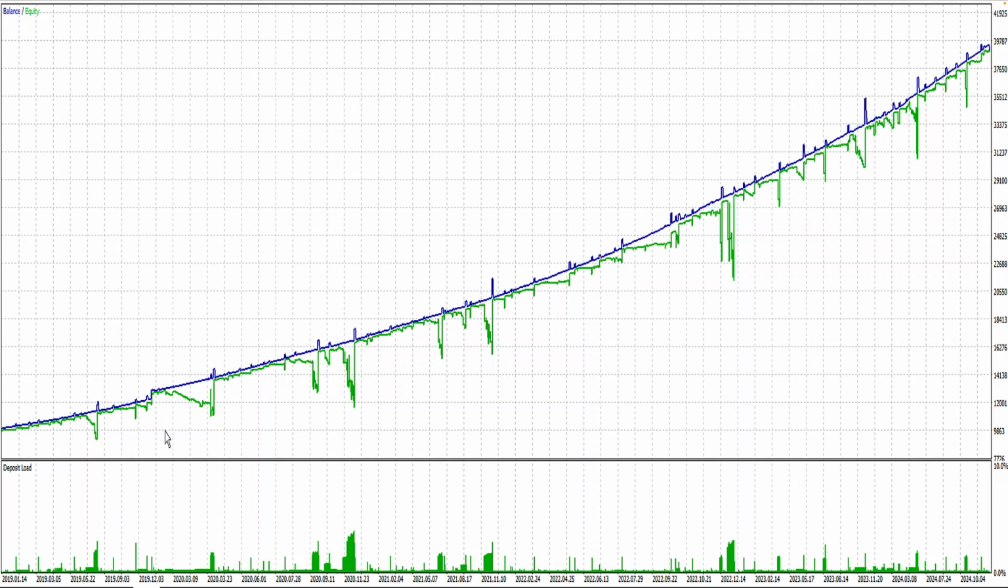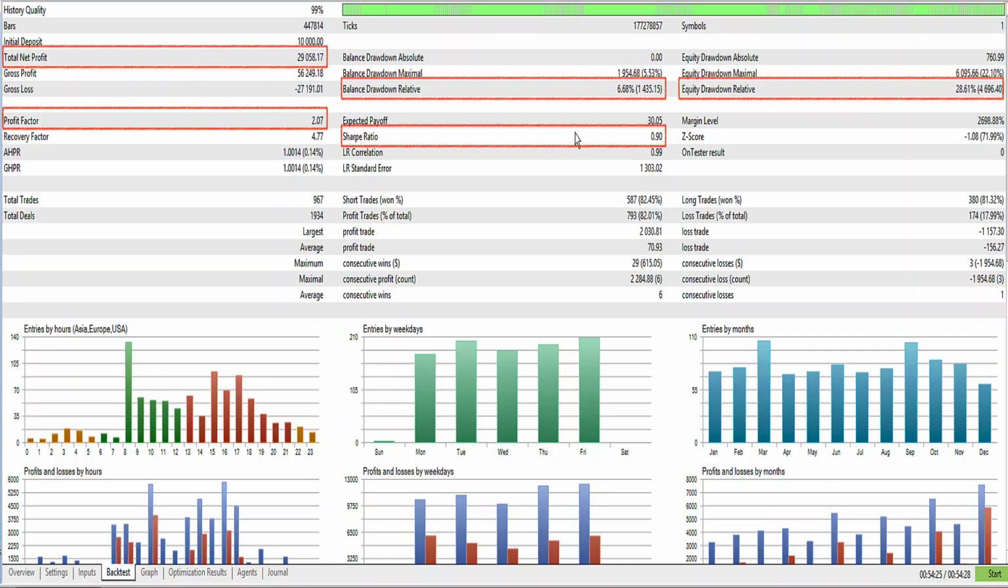Here you can see the curve from 2019 to the end of 2024, the equity as well as the balance, equity being green and balance being blue, and here we show you the chart from those backtesting results. Now, the values highlighted in the red box are what I really look at personally. You'll notice that just above the red box on the left-hand side it says initial deposit. We know that that's $10,000.